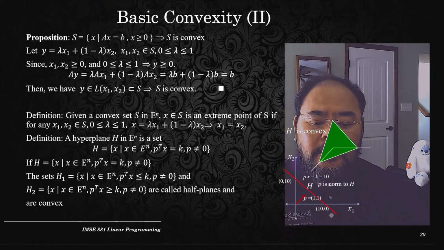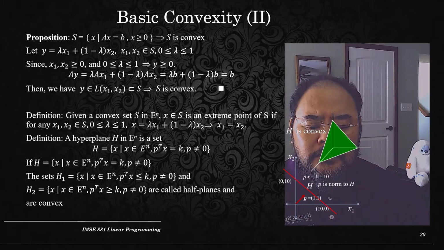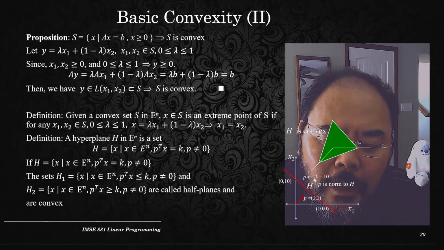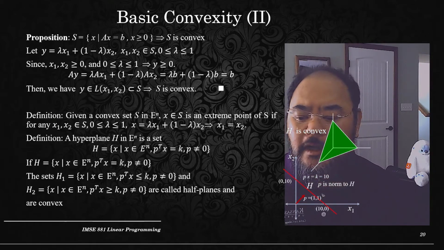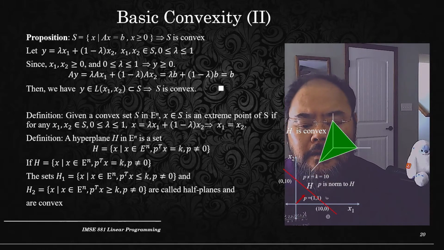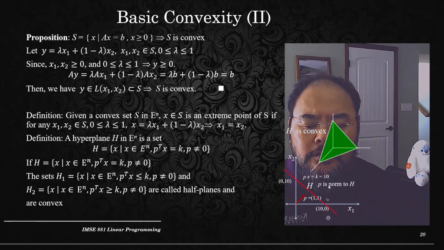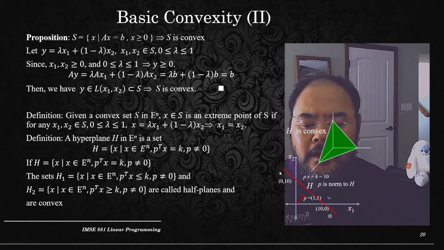In this case, k equals 10, so the points (10, 0) and (0, 10) lie on it, and p, which is (1, 1), is perpendicular to it. So this is what we call a hyperplane. Based on the definition of a hyperplane, we can define two so-called half spaces. One belongs to the upper right portion of the hyperplane. We call it a half space. The other one is the lower left part of it. And both of them are convex.